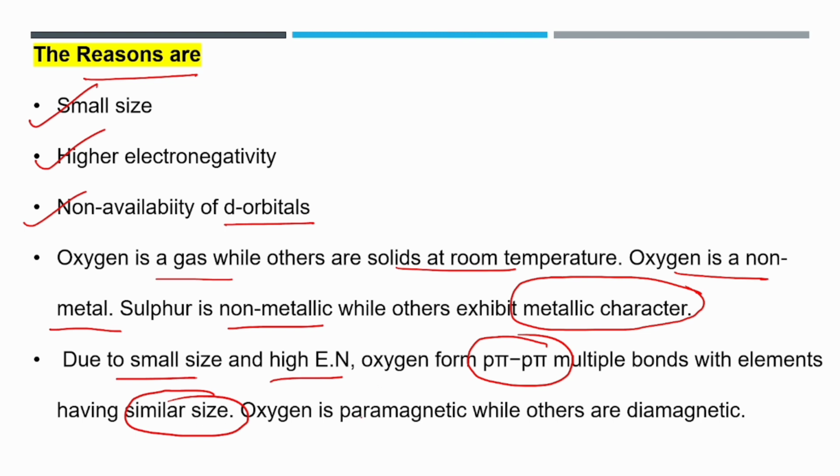And oxygen is paramagnetic while all the other elements are diamagnetic. We have already discussed this. These are the reasons for their anomalous behavior.